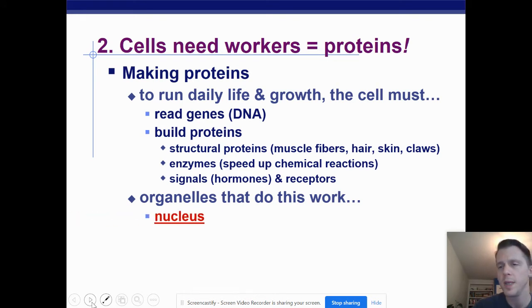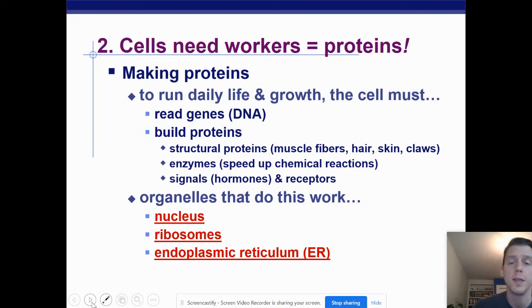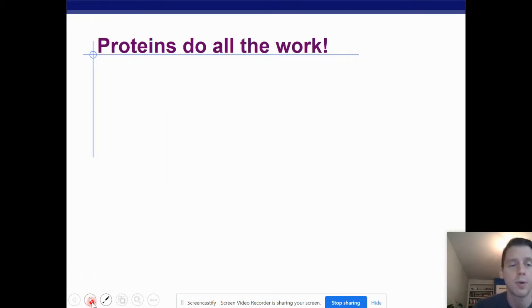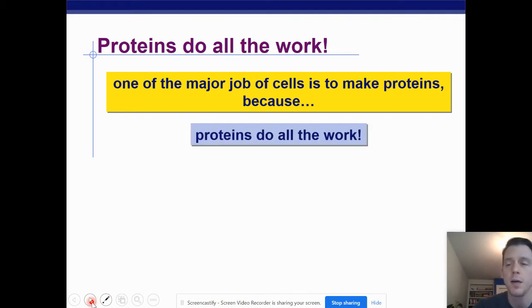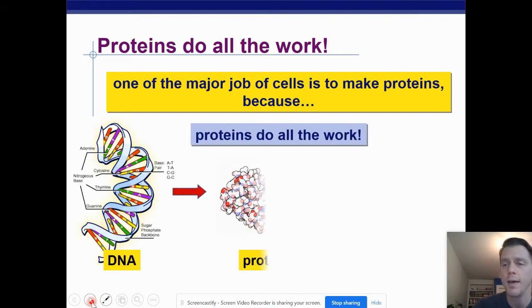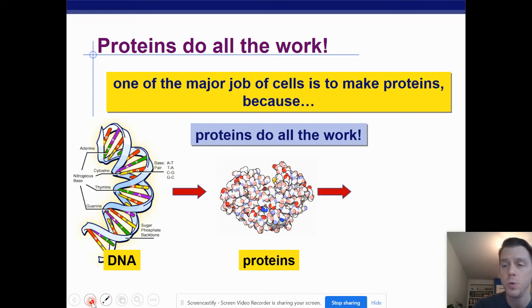So what organelles do we need to build proteins? We need nuclei, we need ribosomes, we need ER, the endoplasmic reticulum. We need a Golgi apparatus. Okay, so proteins do all the work. One of the major jobs of cells is to make proteins because proteins do everything in our bodies. They do a lot of work.